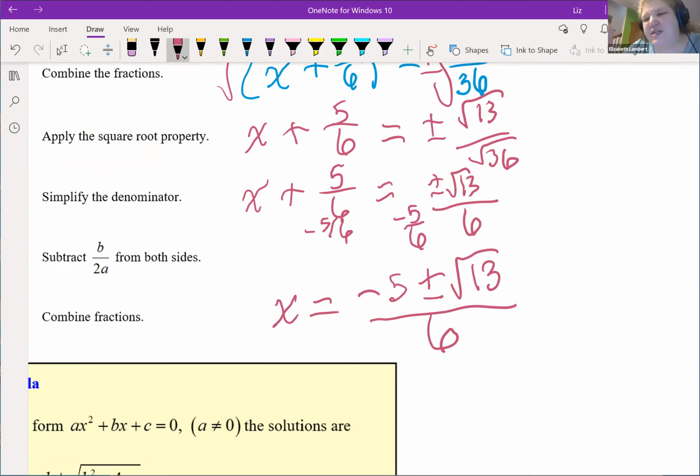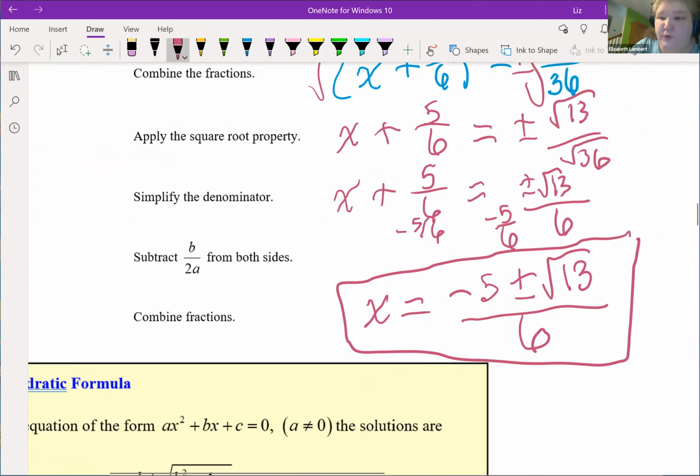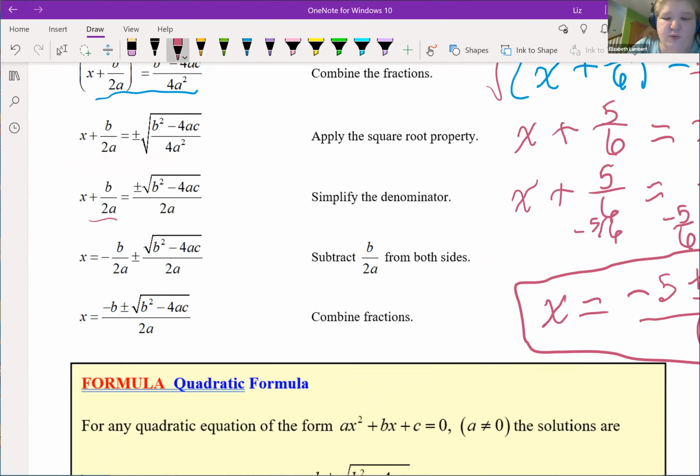13 is prime, so it doesn't reduce at all. So that is the solution. X is by itself, which is what we want to see: X equals some number. And over here, we have the standard looking quadratic formula. There's where it comes from.